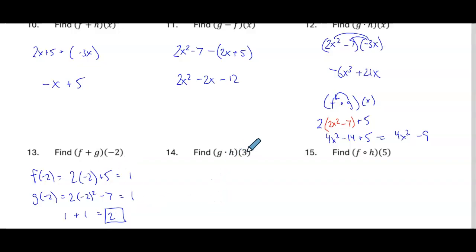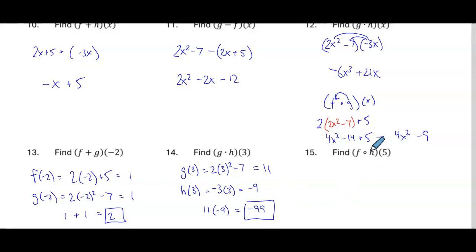g times h of 3, so let's do g of 3 first. So that's 2 times 3 squared minus 7. 3 squared is 9, times 2 is 18, minus 7 is 11. Do h of 3, so that's -3 times 3, which is -9. So if I multiply those answers, it's 11 times -9, which is -99.